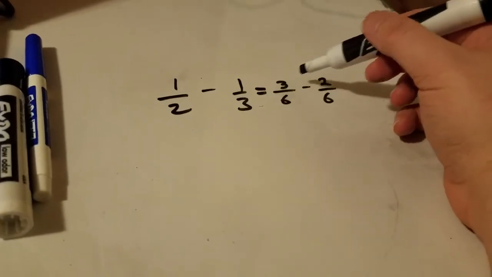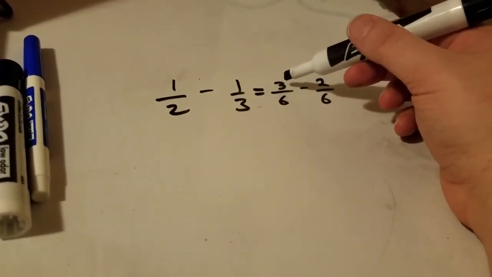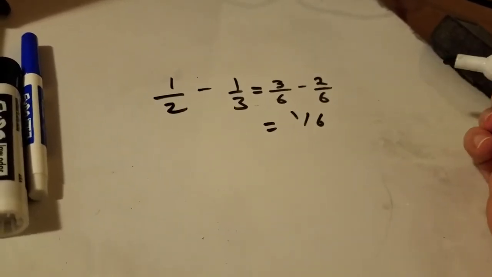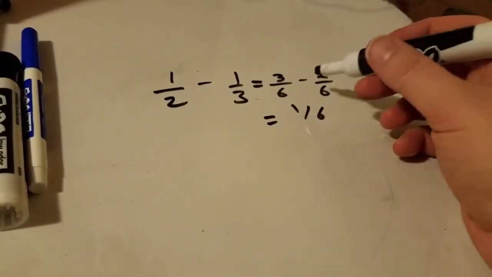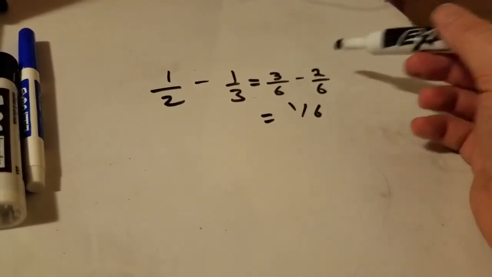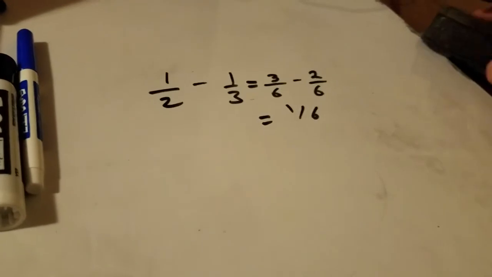and then you can just subtract the tops. So 3 minus 2 is 1, so this is 1/6. Okay, so it's really just like adding, except you have the negative sign. Okay, and once you have the same denominator, you can just add or subtract the tops.